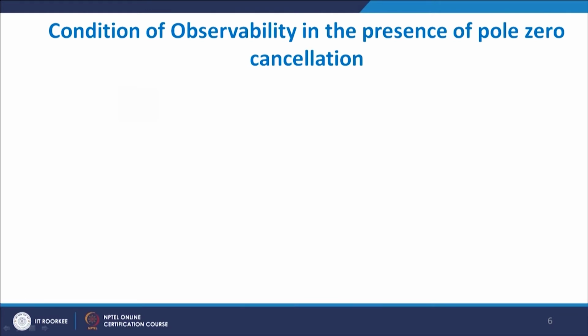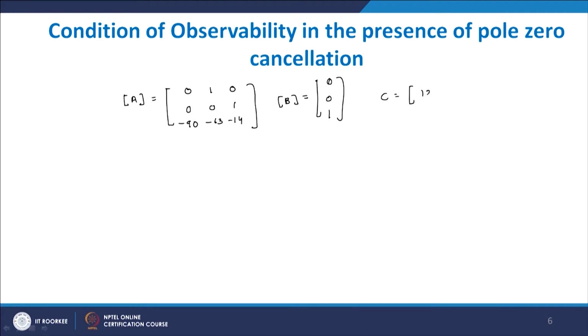Suppose we write the A matrix as [0 1 0; 0 0 1; -90 -63 -14]. This is the A matrix. Now we write the B matrix as [0; 0; 1] and the C matrix as [12 7 1]. So the state space model involves A, B, C, and we have written A, B and C.